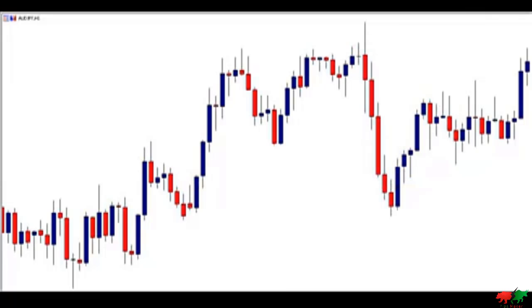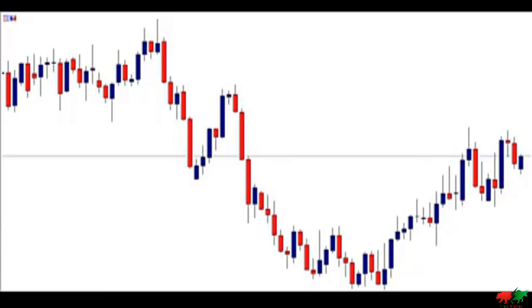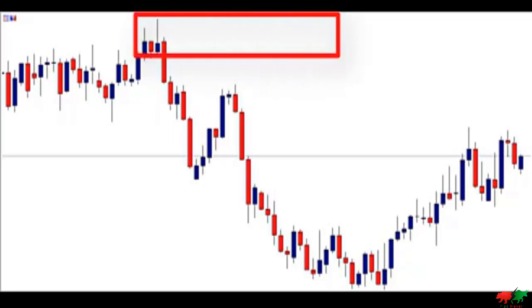Look at another example. This is the US dollar Canadian dollar daily chart. The first supply zone is this one. It is a rally-base-drop. The base candle is this pin bar. And the second supply zone is this drop-base-drop.